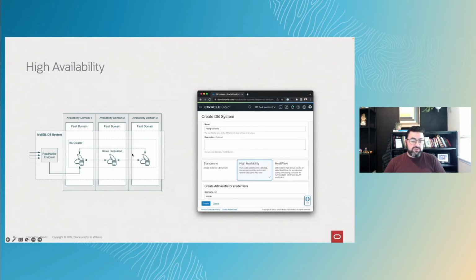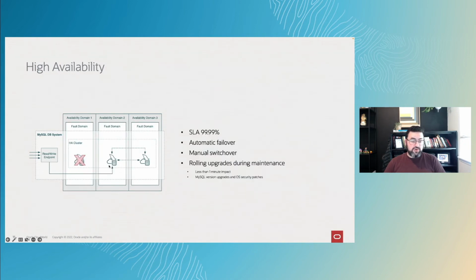And because we use group replication, we ensure that the data is secure in at least another database instance. So if something goes wrong, like there's a failure here in AD1, we fail over the endpoint to another instance automatically. And because we select 3 different physical locations, we can provide you 4 nines of SLA. The failover is automatic. You can also switch over manually.